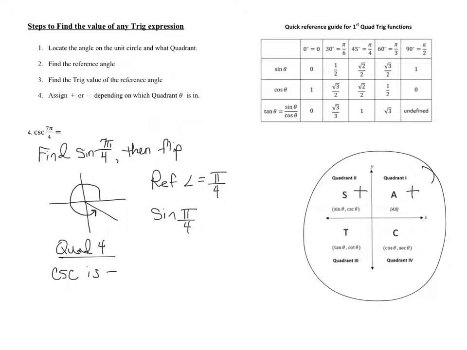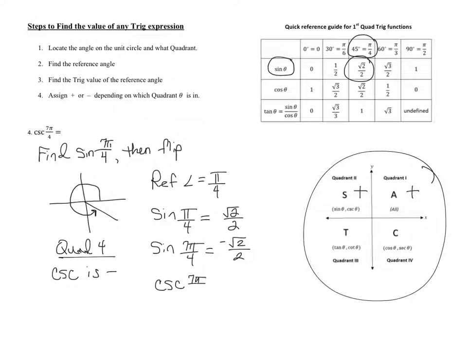And we can use our chart in the upper right-hand corner. We have pi over 4, and we have the sine. That gives us square root of 2 over 2. So the sine of pi over 4 is the square root of 2 over 2. So now the sine of 7 pi over 4, we know that it's the same numerical value as the reference angle. But we also know that in quadrant 4, the sine is negative. So it's negative square root of 2 over 2. Okay, so we found the sine. Now we can just flip. So for the cosecant of 7 pi over 4, let's just flip it. That would give you negative 2 over the square root of 2.